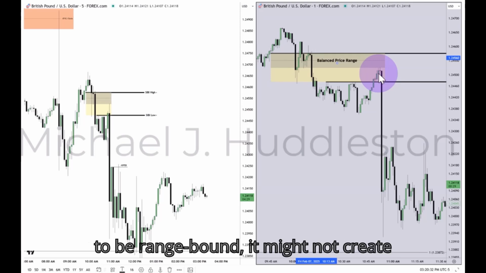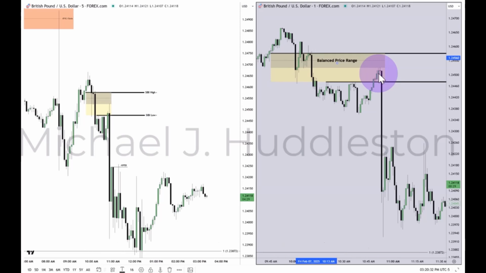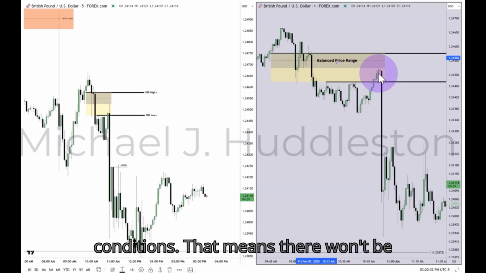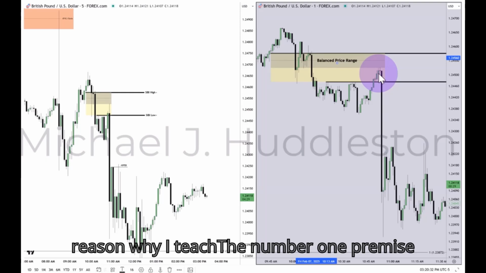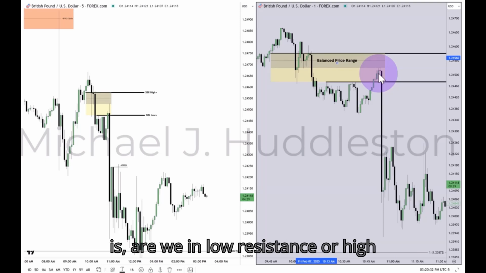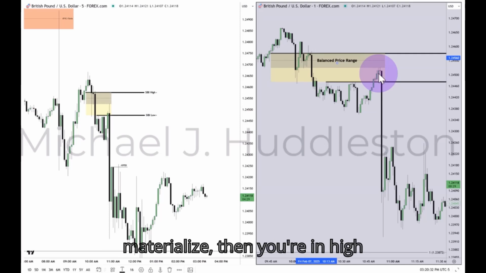Now, if the market's going to be range bound, it might not create that, because why? We're going to be in high resistance liquidity run conditions. That means there won't be fair value gaps forming, which is the reason why I teach that number one premise is, are we in low resistance or high resistance liquidity run conditions? If you're seeing fair value gaps not materialize, then you're in high resistance.